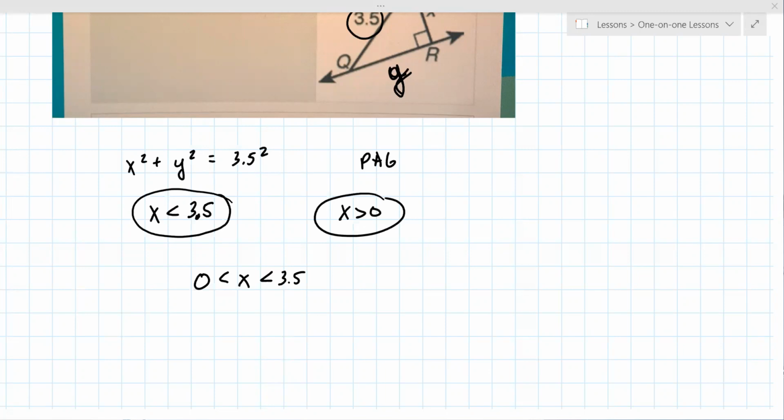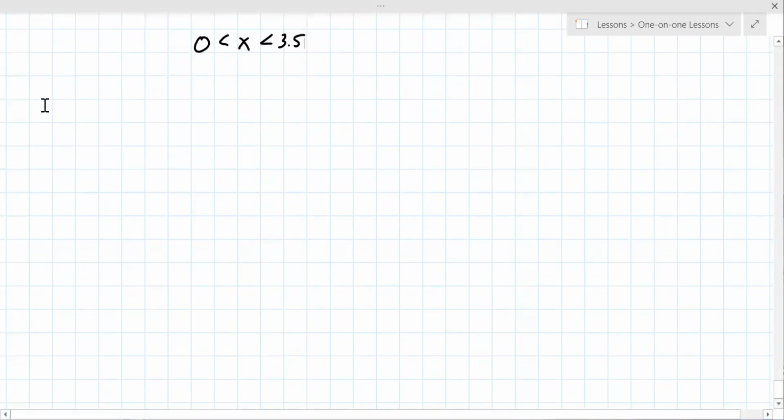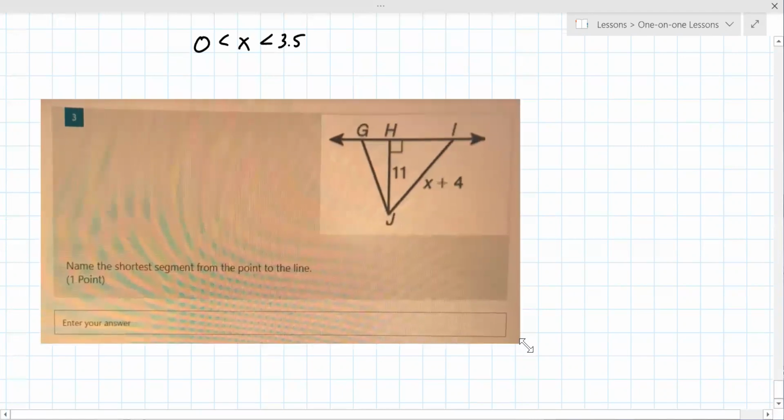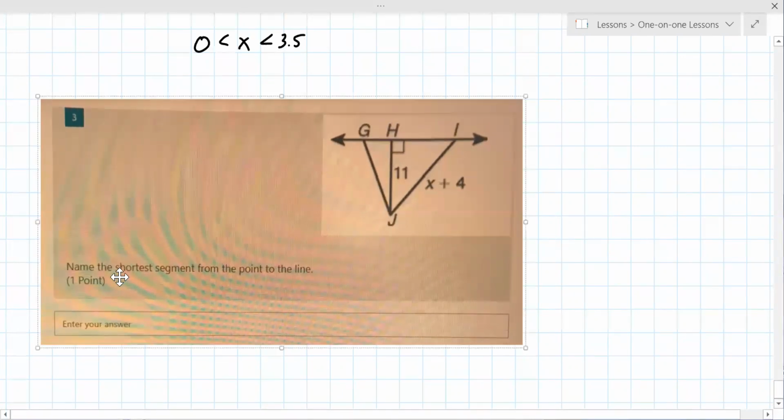There's nothing wrong here. It's just the way that this book or online website chooses to refer to stuff. Name the shortest segment from the point. See, it should say like point J, because you don't know where to start. I'm assuming it is, but name the shortest segment from the point to the line. So I think it wants JH again. And it tells you that JH is 11. Okay.